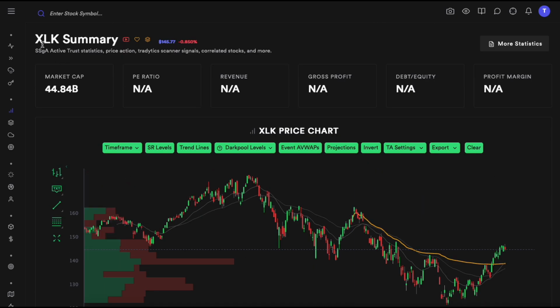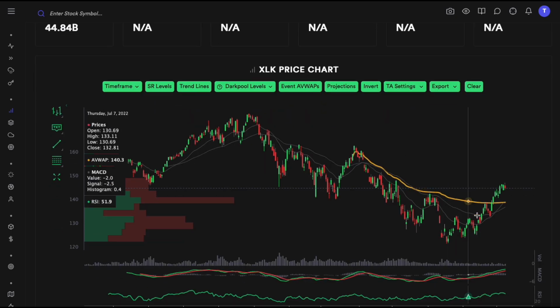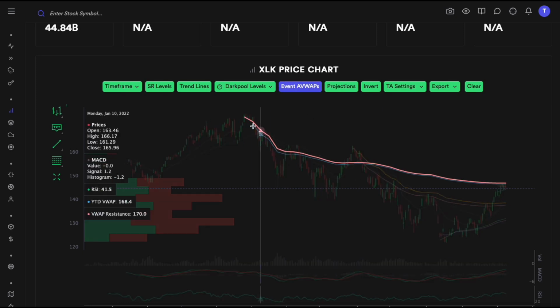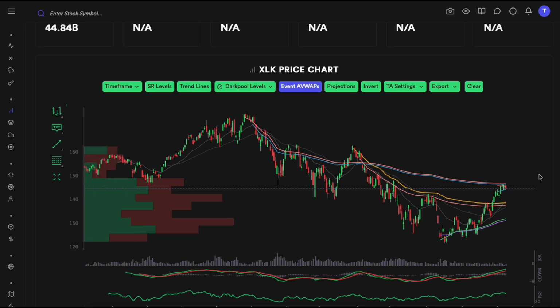We can see that the XLK ticker, which is obviously the technology sector, has been doing quite well. It's above the 20 and 50 moving average, and it's also above the anchored VWAP from the last top. Then it is right on the year to date VWAP. So a really good signal here might be if we actually cross above the year to date VWAP, then that might be a really good bullish signal in the entire sector. But obviously we want to be looking at some individual names as well.